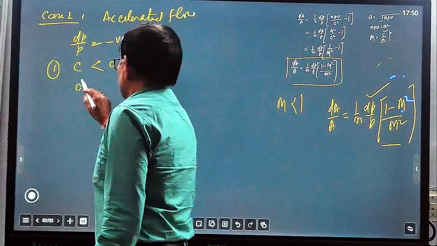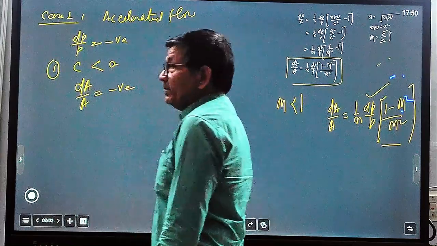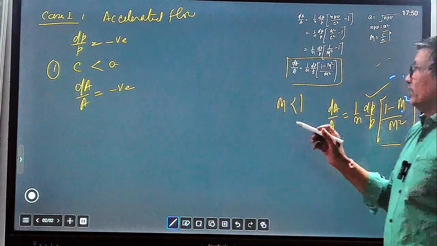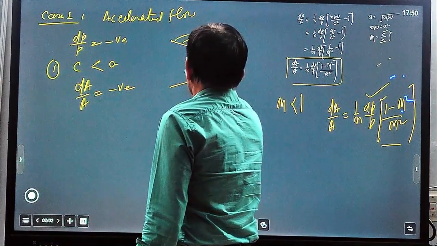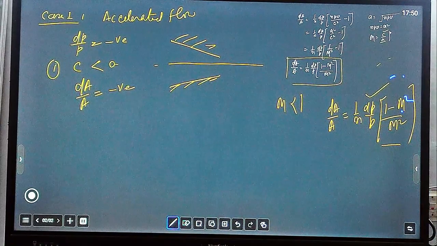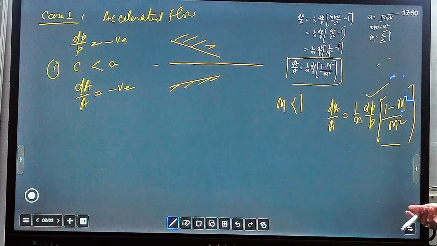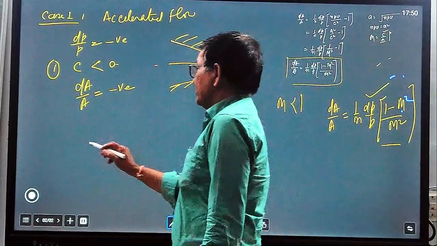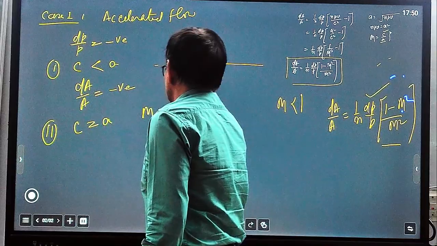This means that dA by A is negative, and dA is negative only for the convergent nozzle. This is only possible for the convergent nozzle. Case 1 is for the convergent nozzle: when accelerated flow has C less than A, meaning velocity of steam is less than velocity of sound, it is for the convergent nozzle. And second case, C equal to A means M equal to 1.